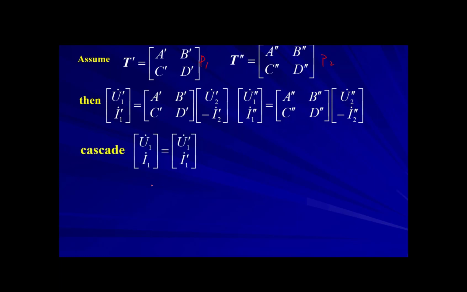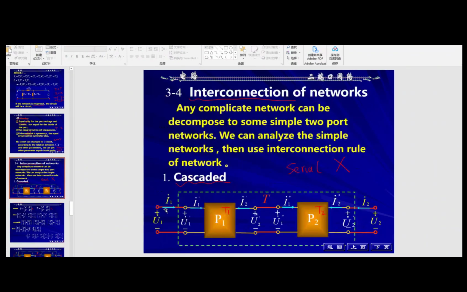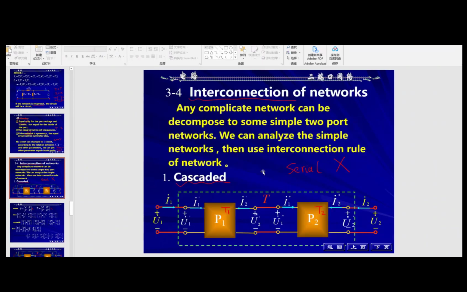For the cascade, U1, I1, U1 sharp, I1 sharp. Pay attention, what does this mean? This U1 sharp, I1 sharp is here. U1, I1 is here. So they are equal. So this function means these are equal.